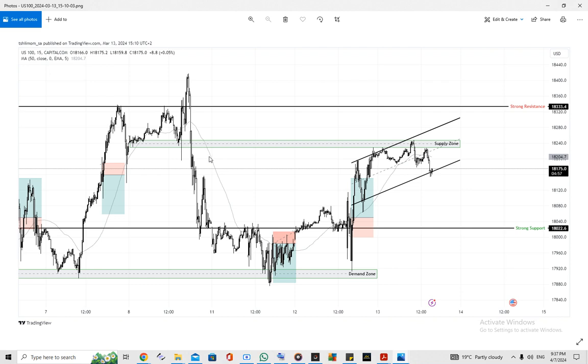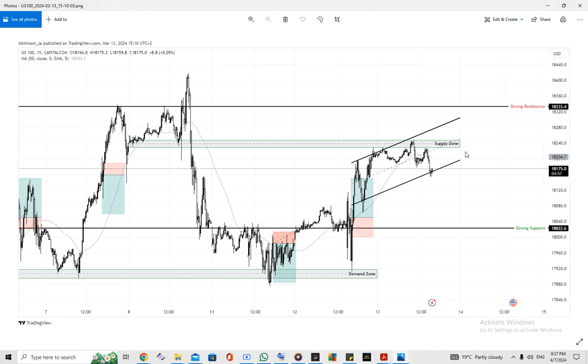So on the 13th, I saw that the market was respecting this level. So I marked it as a supply zone, as you can see. And I marked out this ascending channel.